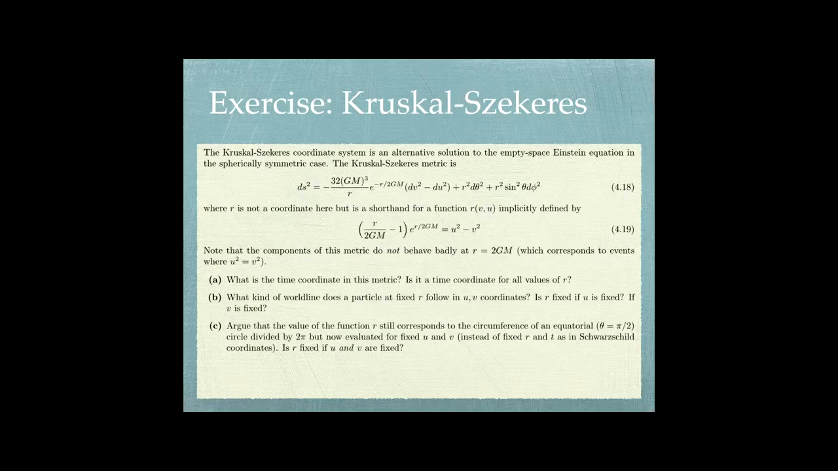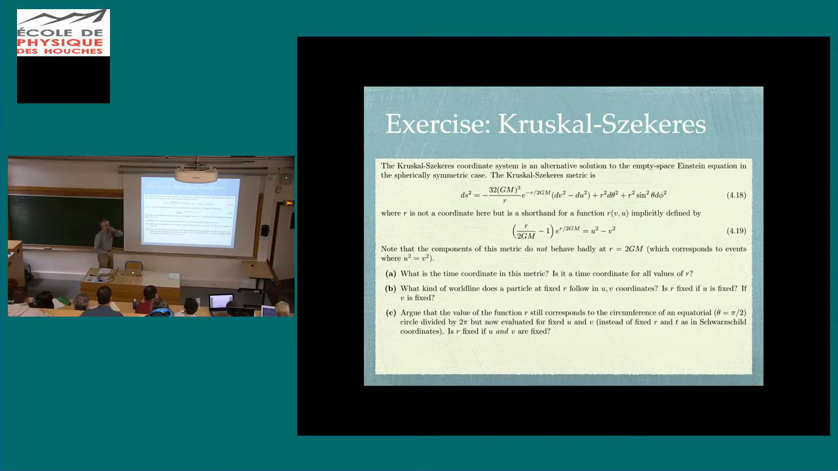Okay? So, a different way, we saw the Kruskal-Szekeres coordinate system. We can talk about that, and Eric was talking about that yesterday. So in this coordinate system, let's just think about this quickly. What's the time coordinate in this coordinate system? V is the time coordinate. Is it always a time coordinate for all values of r? Yes, and down to r equals 0.